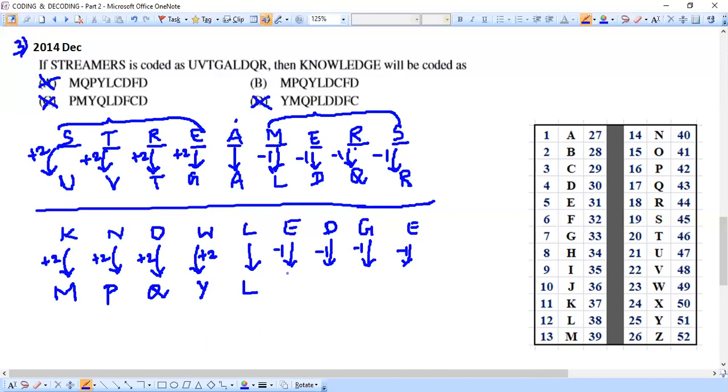And for the last four letters, E, we need to do the -1, that is the previous letter. So the previous letter for E will be D. Then for D, the one letter before it will be C. And for G, the previous letter will be F. And for E, the previous letter will be D once again. So that means our answer has to be MPQYLDCFD, confirming that option B is our correct answer, right? Yeah, now we can very well confirm that option B is the correct answer.